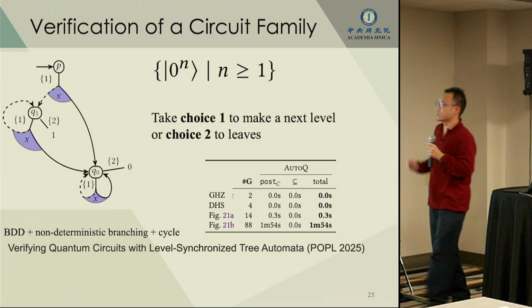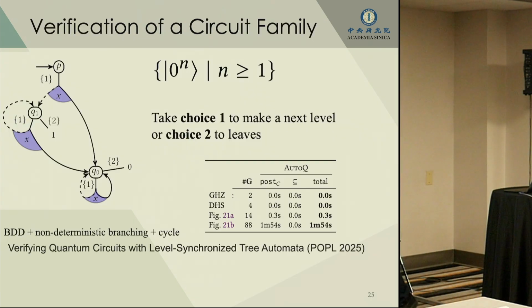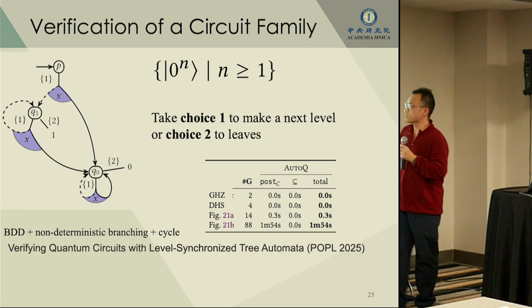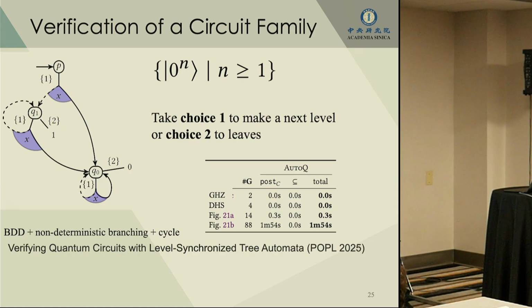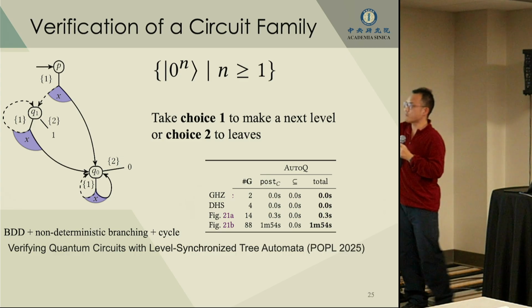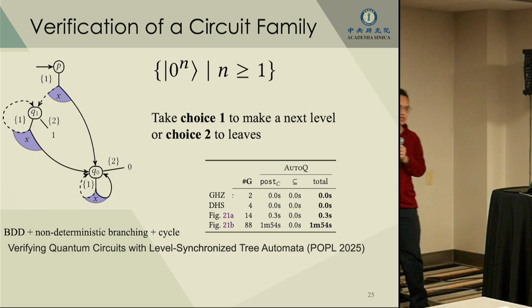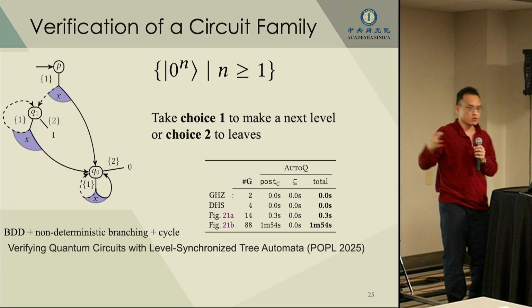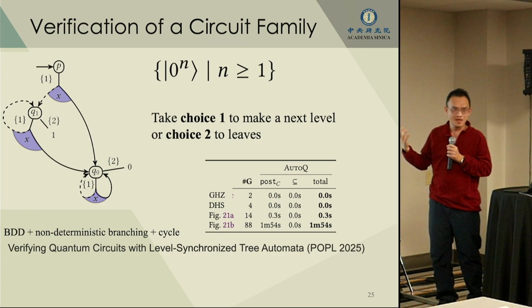And one more thing. We only talked about BDD with non-determinism, but tree automata actually has loops. So if we add loops, what will happen? We can encode things like any number of zero states. And then we can do verification starting from this kind of set of states. We can apply any single unitary gate to this and get the next automata.